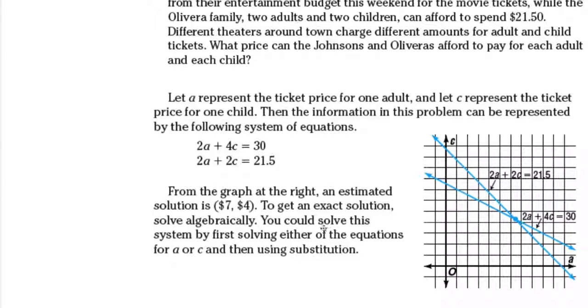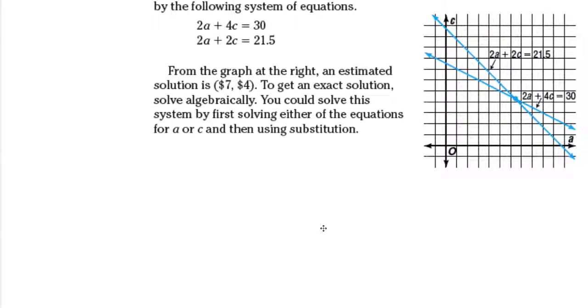To get an exact solution, we need to be able to solve it algebraically. You can solve this system by first solving either of the equations for A or C, and then using substitution. We talked about in the past that the graphing method is a good method, but it's quite inaccurate for finding an exact solution. Then we need to use the other methods for solving systems of equations, and one of these, from what we learned in the last lesson, is called the substitution method.